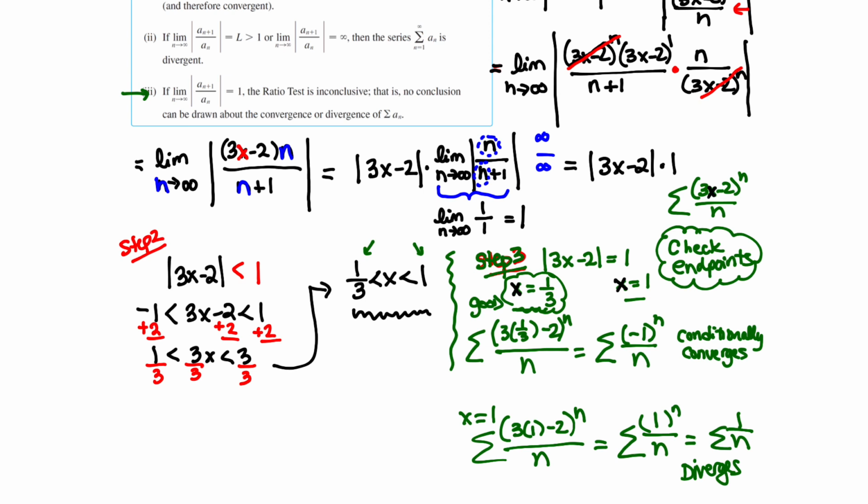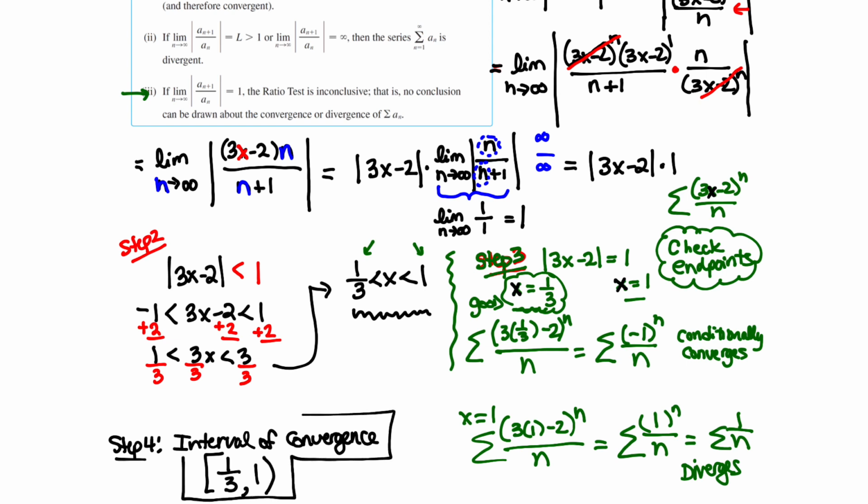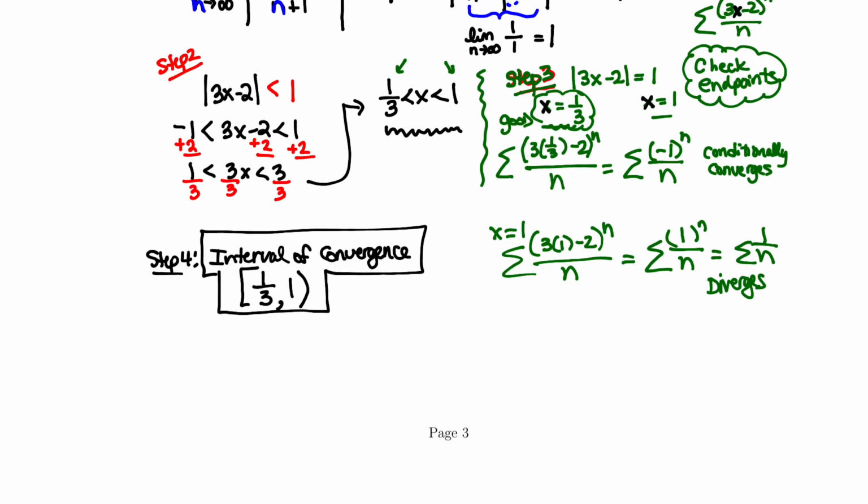But let's summarize then in step 4. So that means our interval of convergence is step 2, 1/3 to 1, combined with step 3, which says we have to include 1/3 but exclude 1. And so we would say that our interval of convergence for this power series is 1/3 closed to 1 open. Does this make sense?